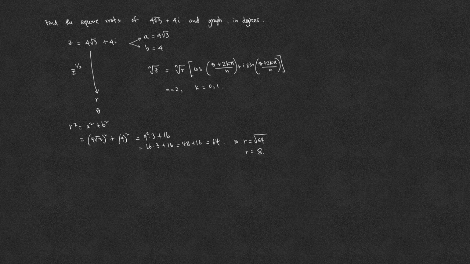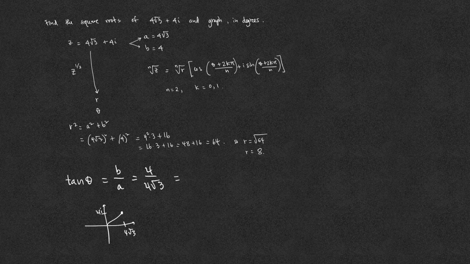To find theta, we first find tangent of theta. Tangent of theta is b over a, or y over x. b is 4 and a is 4 root 3, and we recognize that this complex number is in the first quadrant, with a being positive 4 root 3 on the real number line and b being positive 4 on the imaginary line. So this is a number in the first quadrant.